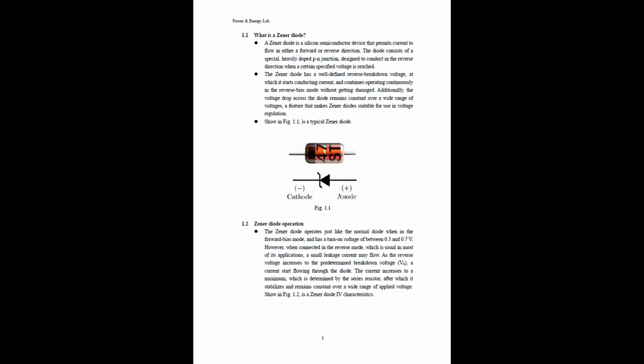Additionally, the voltage drop across the diode remains constant over a wide range of voltages, a feature that makes Zener diodes suitable for use in voltage regulation. Shown in Fig. 1.1 is a typical Zener diode.